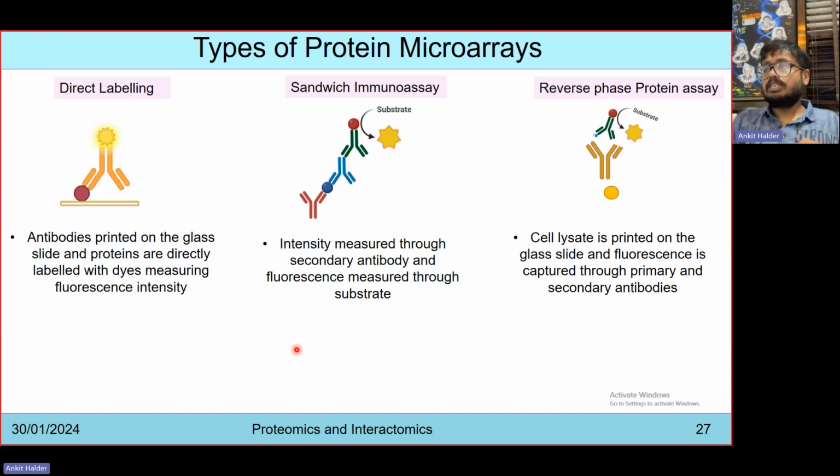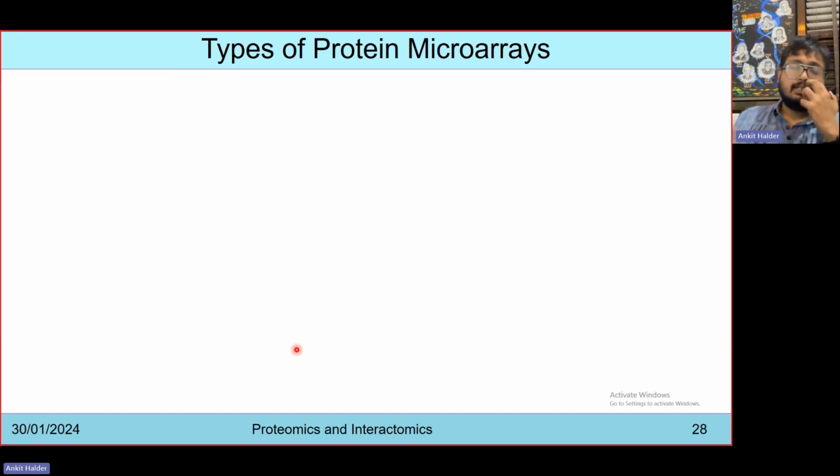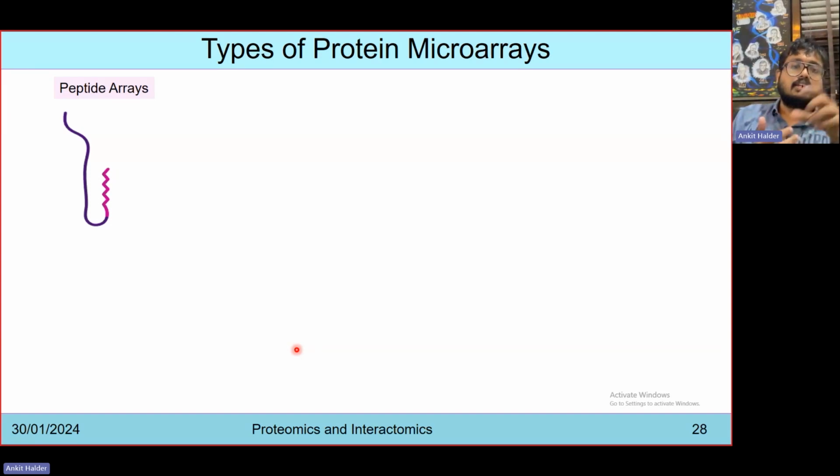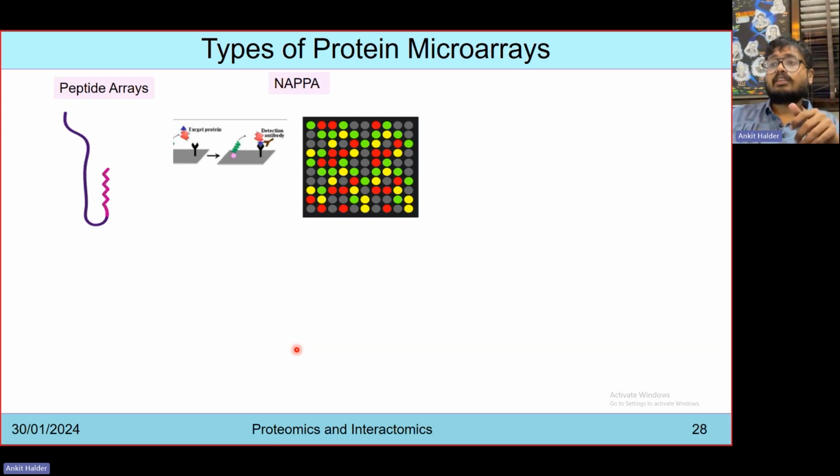So the cell lysate is printed on the glass slide, and the fluorescence is captured through your primary and the secondary antibody. So the primary antibody will be added, and then the secondary antibody will be added. So that is your reverse phase arrays. Now another array which is used is the peptide arrays, where the proteins are getting printed, you can have the peptides along with different tags, for getting how much expression levels and interactions are there. Then comes the cell-free.